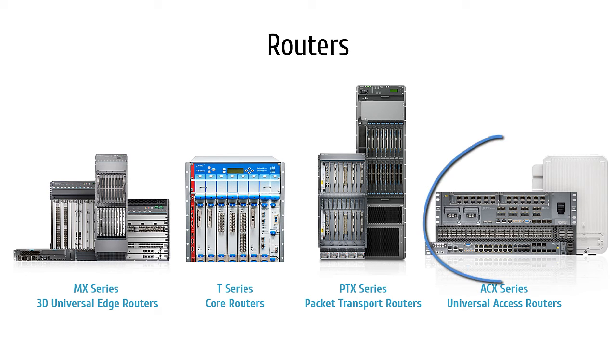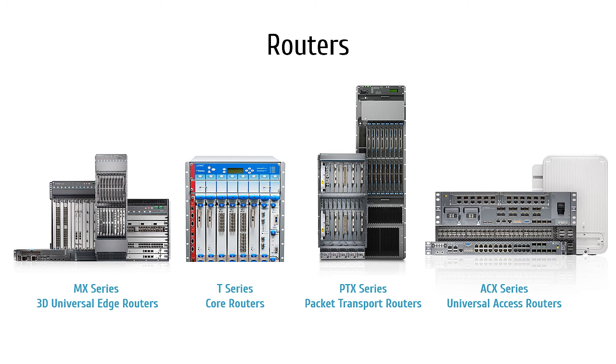And lastly, we have the ACX series universal access routers. These are temperature-hardened routers that come in a small form factor and deliver high performance and are very easy to provision. So basically, these are used in a lot of environmentally rough conditions. These are Carrier Ethernet 2.0 compliant routers, and they offer a cost-effective solution at a low maintenance cost.